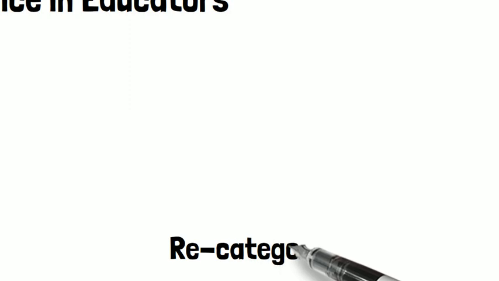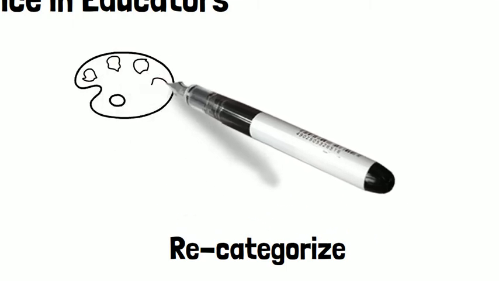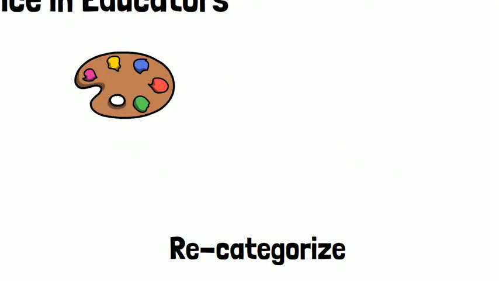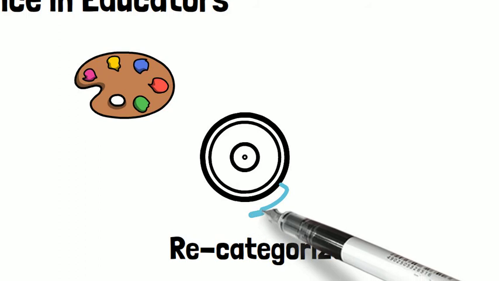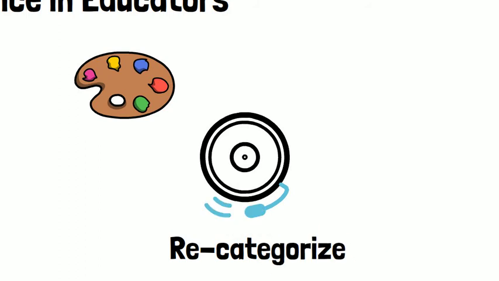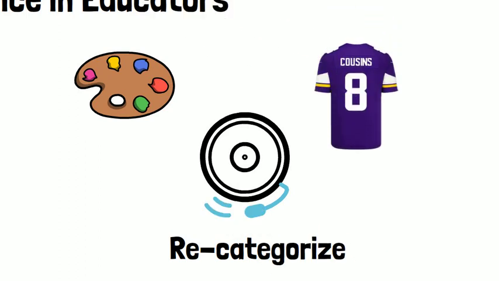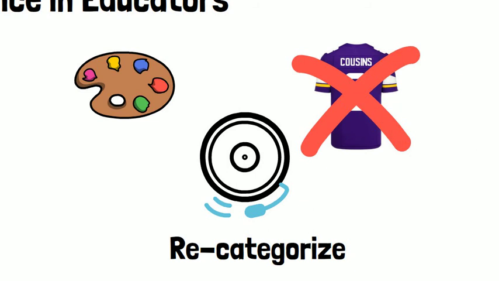Race is not the only way to categorize people, and the same thing happens with religion. People who are Muslim, Christian, or Jewish may not have religion in common, but they may have 1,000 other things like art, music, or wanting the Vikings to get rid of Cousins as a quarterback. If we make an effort to recategorize, we can also decrease prejudice.